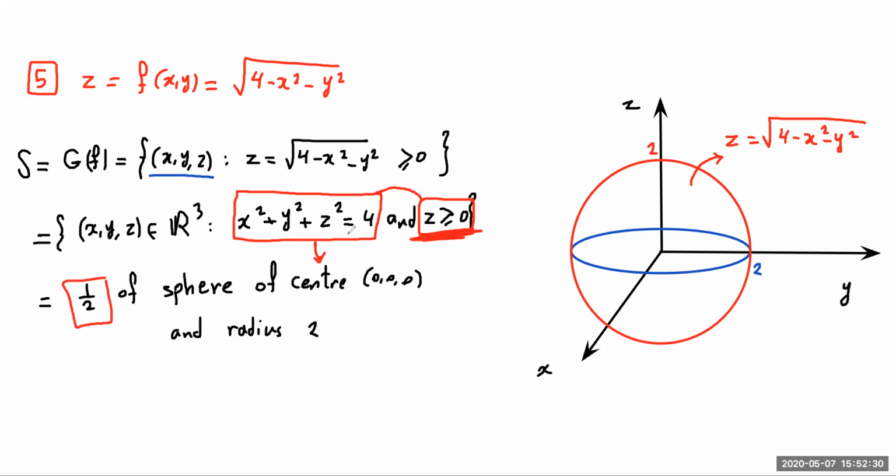Okay, so let's sketch this sphere. We sketched this sphere here. So this is the origin 0, 0, 0. The radius here is 2. So here we have the surface of my function f, which is the half of this sphere, z equal root of 4 minus x2 minus y2. Only the part of the sphere above the OXY plane.